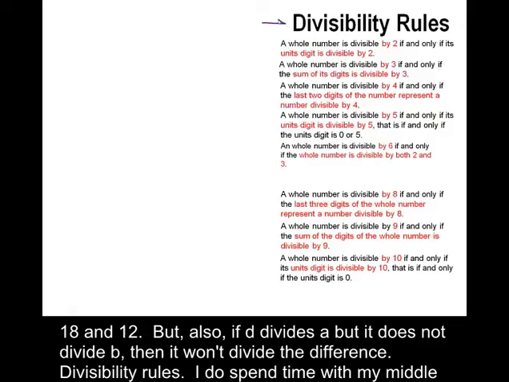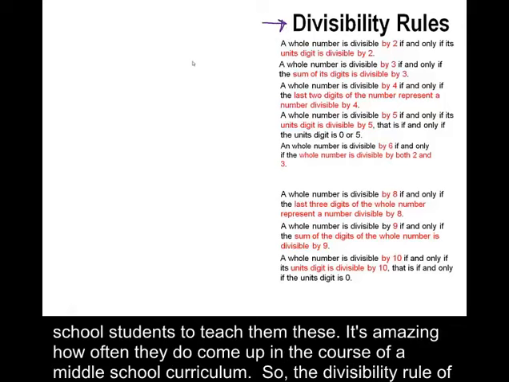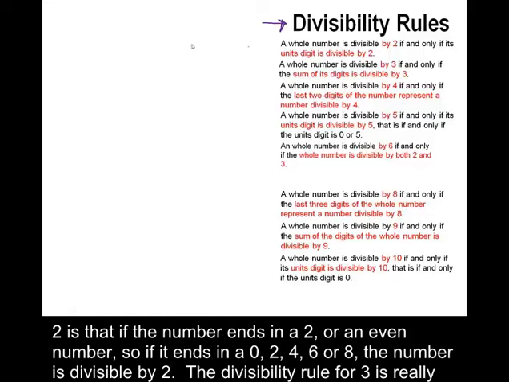Divisibility rules. I do spend time with my middle school students to teach them these. It's amazing how often they come up in the course of our middle school curriculum. The divisibility rule of 2 is that if the number ends in an even digit, so a 0, 2, 4, 6, or 8, the number is divisible by 2.